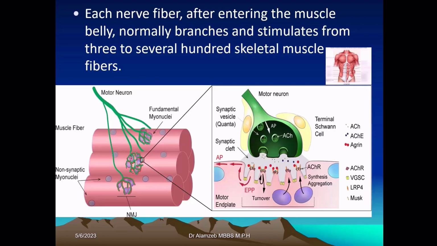Each nerve fiber, after entering the muscle belly. This is the muscle belly. Now it enters the muscle belly, normally branches, and stimulates from 3 to several hundred skeletal muscle fibers. Here we can see this is the nerve. When it enters the muscle belly, it stimulates from 3 fibers to several hundred skeletal muscle fibers.